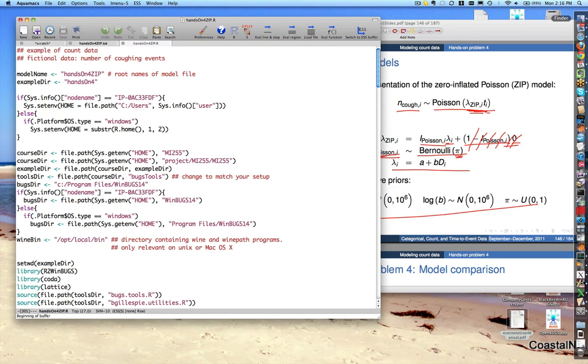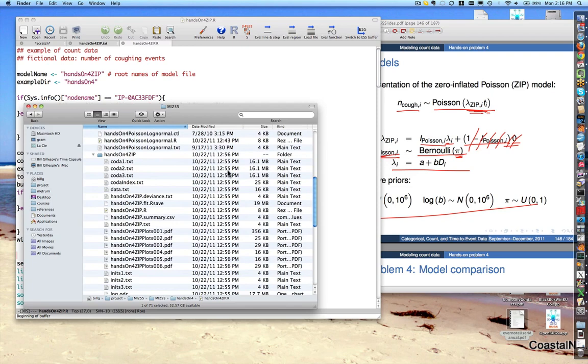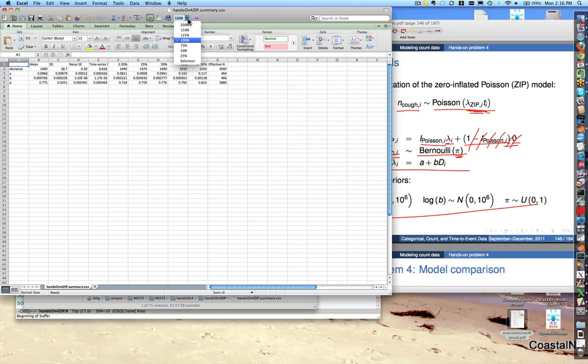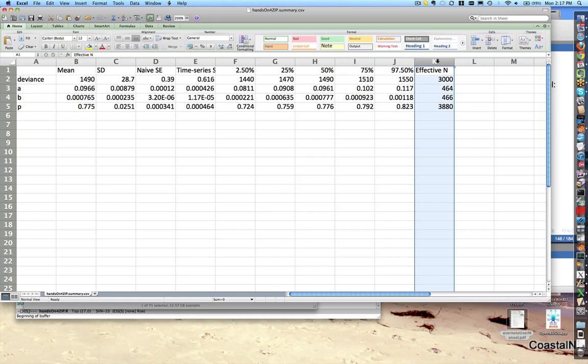Let's go ahead and run this, of course. Bring up the summary parameters here. Let's take a look at our effective N. Not too bad there. We might like to get these up closer to 1,000 or so. If I was really going for a production run, maybe I'd do twice as many. I had done 3 chains of 10,000 each. Maybe I'd do 20,000 or something on that order.